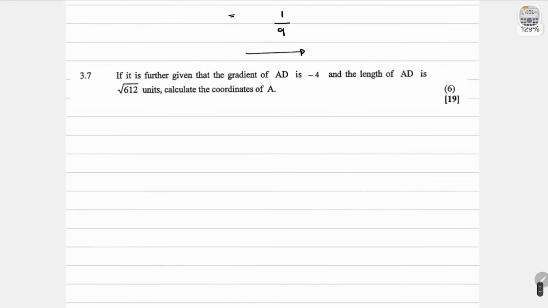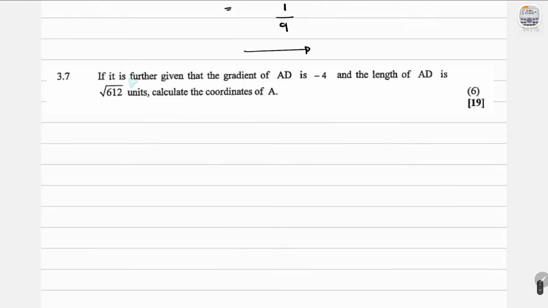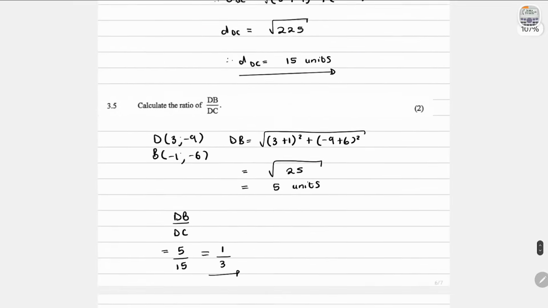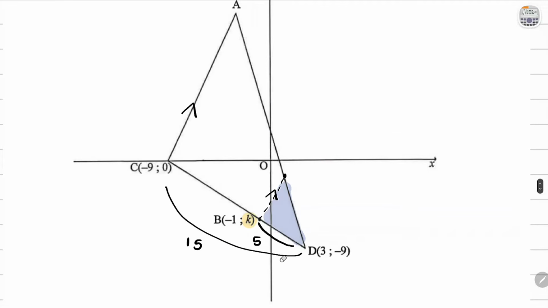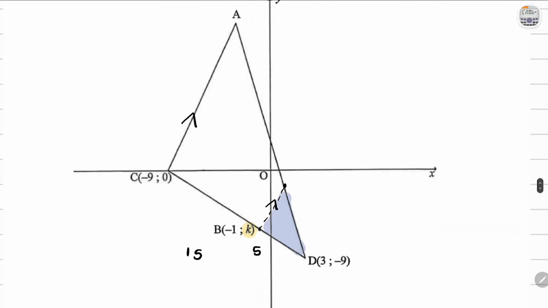Okay, we are now on 3.7, and 3.7 says, if it is further given that the gradient of AD is -4, and the length of AD is the square root of 612 units. Calculate the coordinates of A. Okay, let's see what this looks like. They're giving us a lot of information about the line AD. Okay, we don't really need these anymore. So AD, they tell us the gradient of AD and the length of AD, which is that square root of 612, right? Those are the two things they tell us.